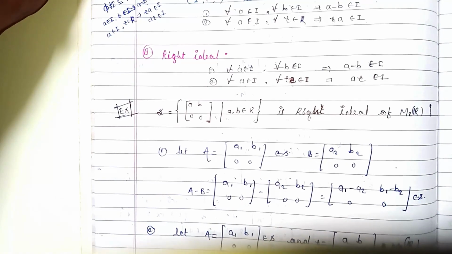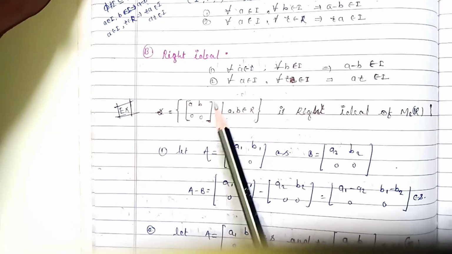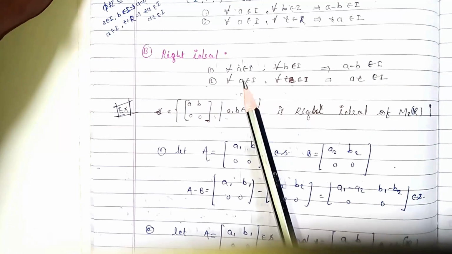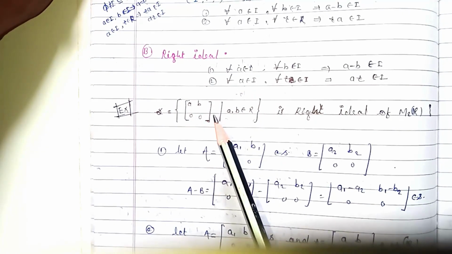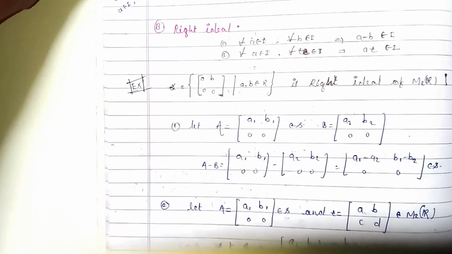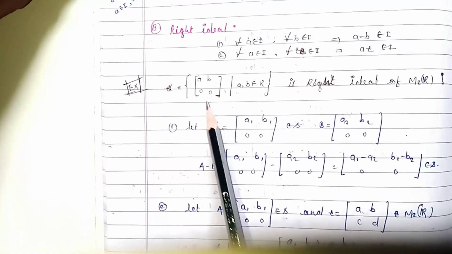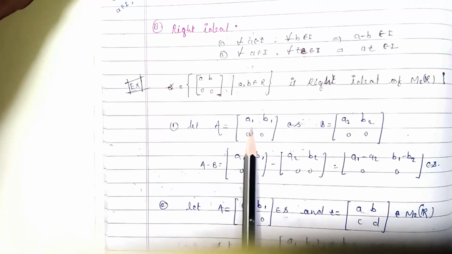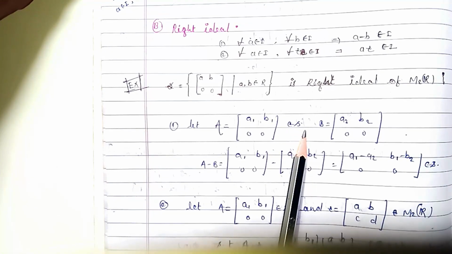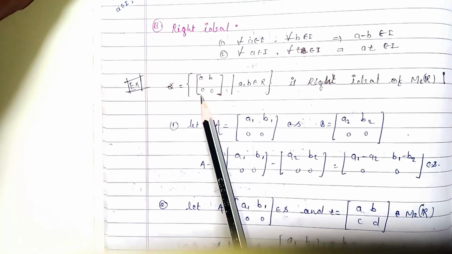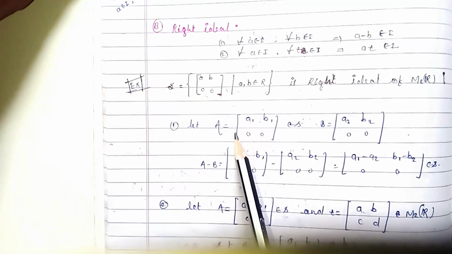So let's prove the first condition. If we want to show that S is a right ideal of M2(R), then take two elements from S. In general, you may take any elements, and we have to represent them from our set. So I consider A as the matrix with entries a1, b1 in the first row and 0, 0 in the second row, which is from our set S. And again, the element B with entries a2, b2 and 0, 0, also from set S. So I have got two elements.